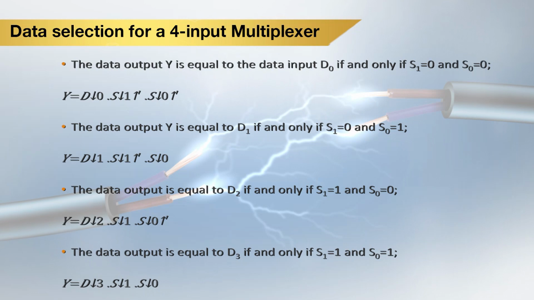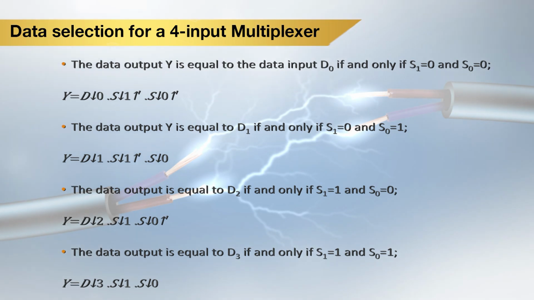The data output Y is equal to the data input D0 if and only if selection line S1 equals 0 and S0 equals 0. That is, Y will be equal to D0 S1 bar S0 bar. The data output Y will be equal to D1 if and only if selection line S1 equals 0 and S0 equals 1. So, here Y will be equal to D1 S1 bar dot S0.